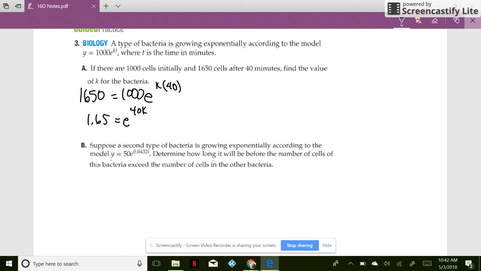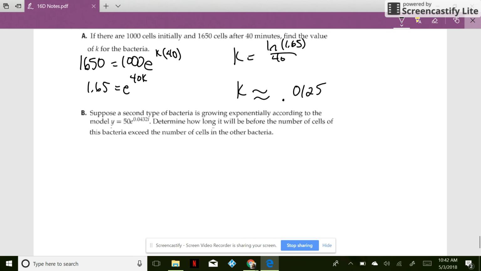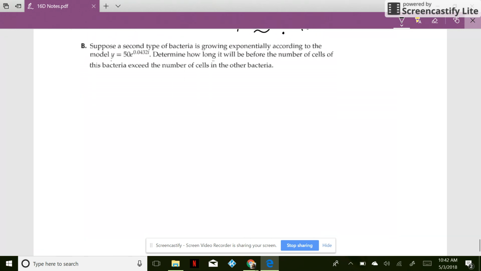So take the natural log of both sides, divide by your coefficient. k is going to be the natural log of 1.65 divided by 40. k values are usually pretty small. k ends up being about 0.0125.